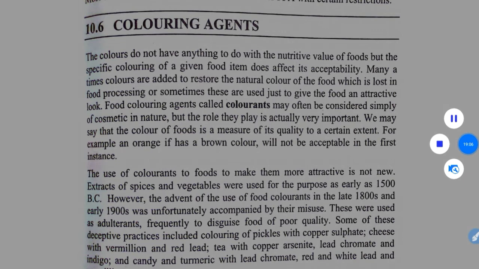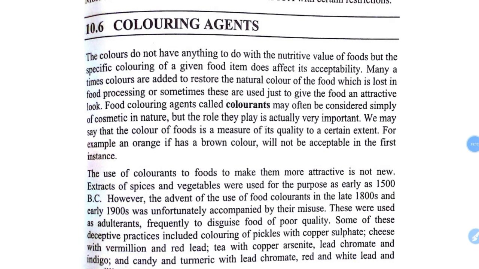Then another kind of food additive is coloring agent. So the color is important because of its acceptability to the customer. Coloring agents do not have any impact on the nutritive value of food. It only increases the acceptability of the food. And these food colorants may be used in different forms.